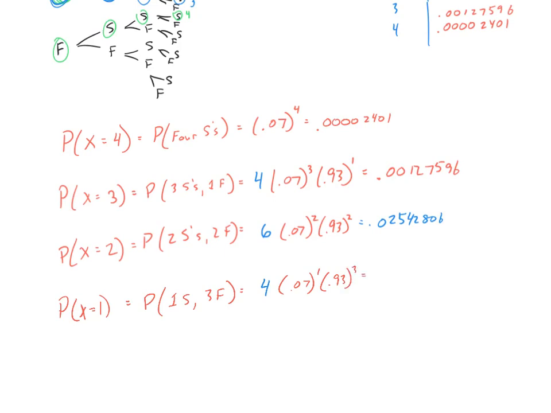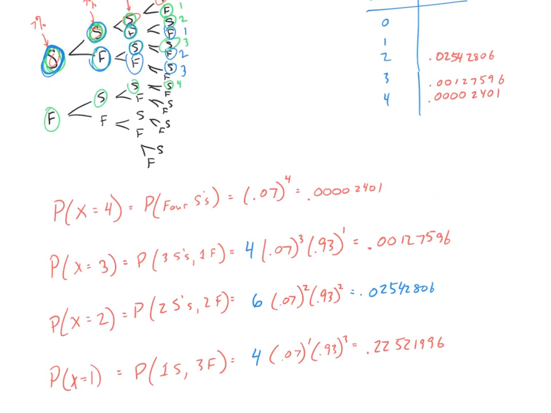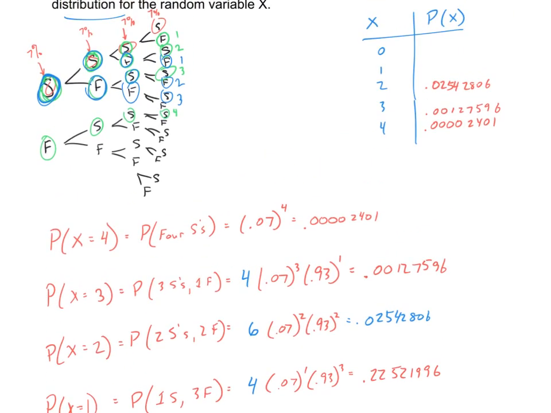Type that one into your calculator. 4 times 0.07 to the first, 0.93 to the third, and you get 0.22521996. So that's a much higher probability. A 22% chance that in a group of 4 people, only one of them has O negative blood. So on our distribution, 0.22521996.